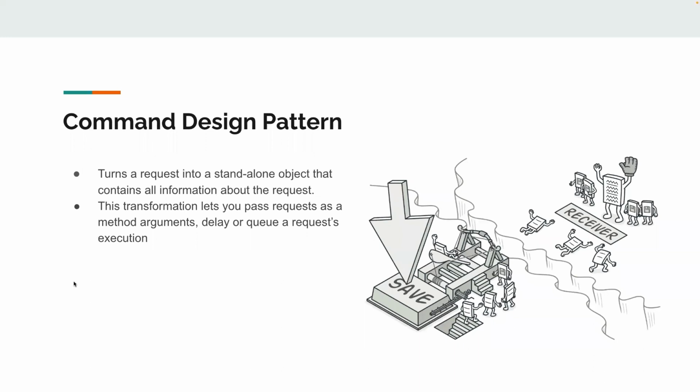Now let's take a look at the command design pattern. The command design pattern is also a behavioral design pattern. It turns a request into a standalone object that contains all the information about the request. This transformation lets you pass the request as a method argument, delay or queue a request's execution, or support undoable operations.